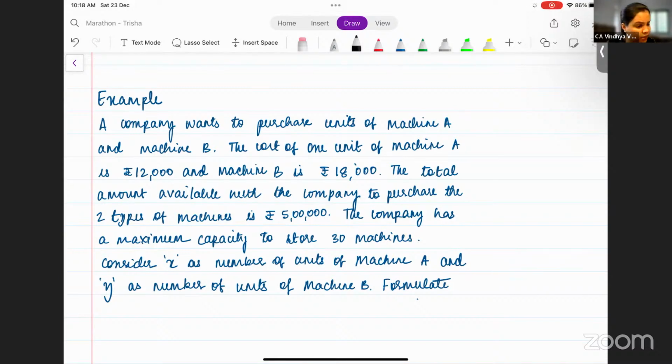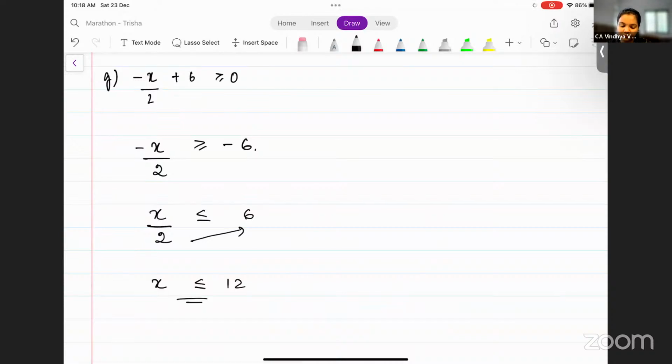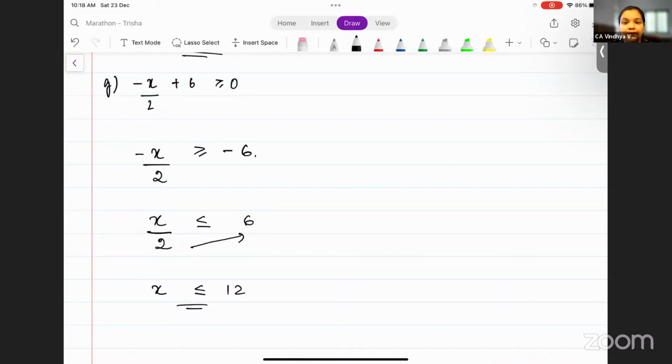One minute, there is a doubt. While shifting, y inequality not changing? Which one? Which question are you talking about? Is it example G?